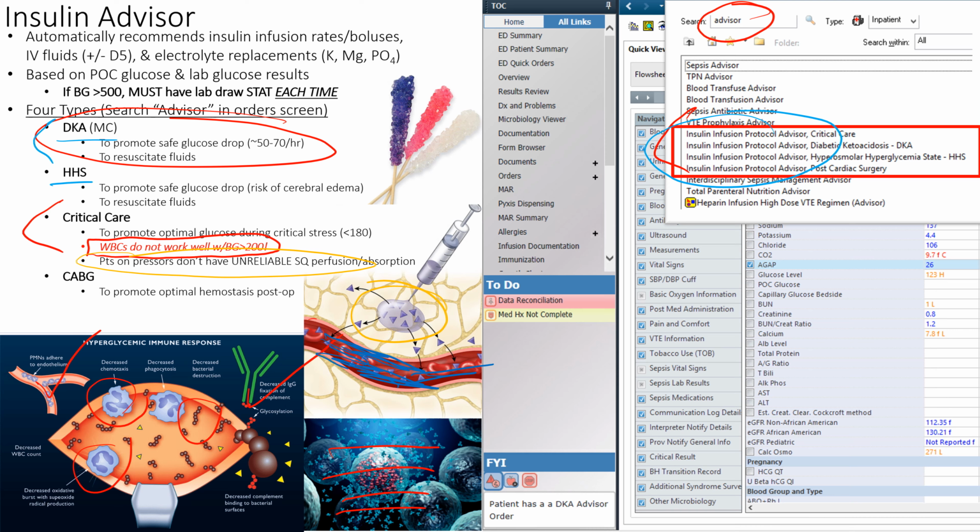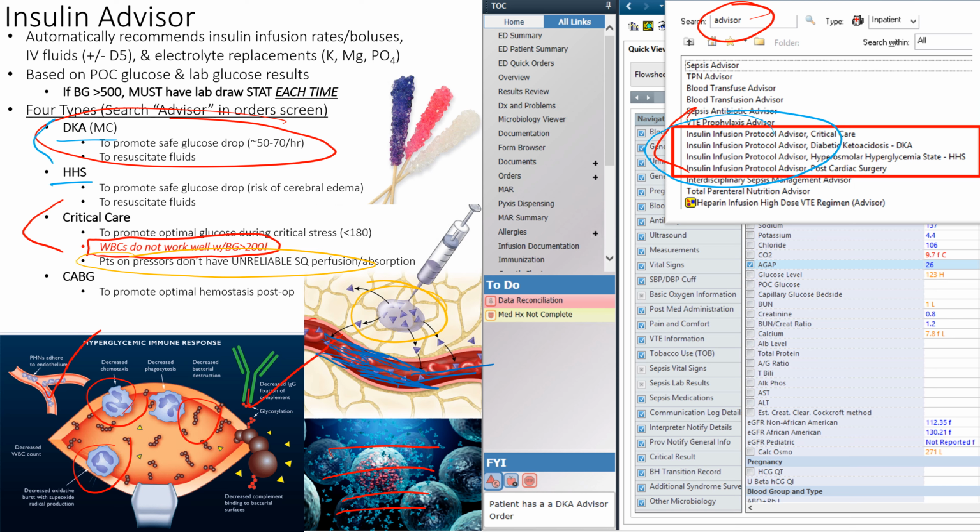The other point of the DKA protocol is to recommend the appropriate fluids for a patient that requires a lot of volume resuscitation, because a DKA patient and an HHS patient are extremely volume depleted. So we need to restore that volume, and we need to restore their glucose to normal value. Okay. So how does it work?